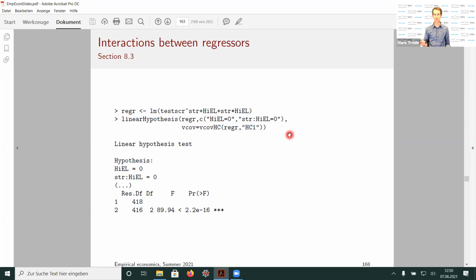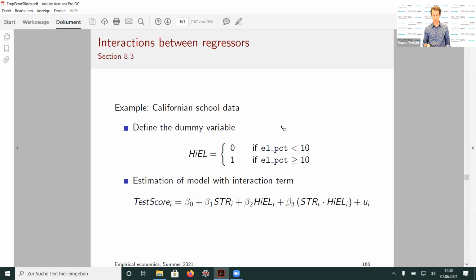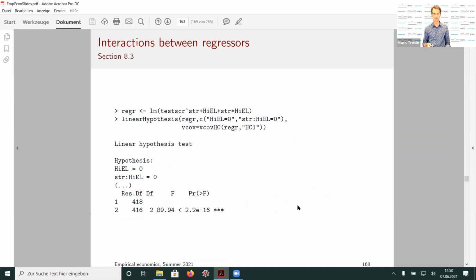Then we have the hypothesis. In this case, the hypothesis is that the two regression lines are actually the same, which means that neither the intercept nor the slope coefficient is affected. So both are 0. So in this case, it would mean here that beta 2 is 0 and beta 3 is 0. And as usual, we add this part here to make sure that heteroscedasticity is not a problem. We do that all the time.